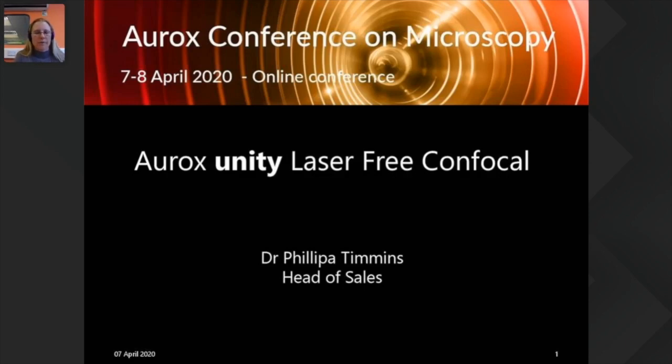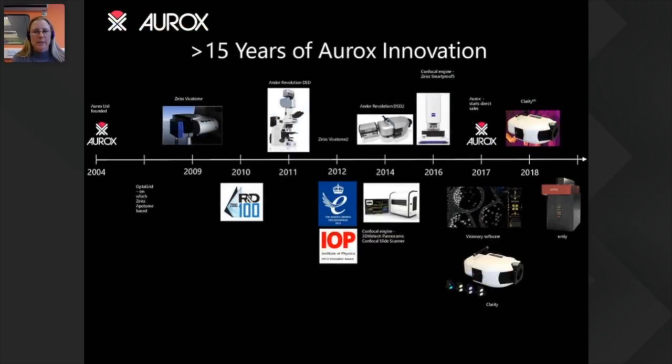So I'm going to start off by giving you a little bit of history about Aurox. I guess a lot of you may not have heard about our company until last week. We produce laser-free spinning disc confocal microscopy products. We've been around since 2004, so Aurox was a spin-out of the University of Oxford Engineering Department. And we developed equipment such as the OptiGrid, that's what the Zeiss Apotome is based on, essentially.